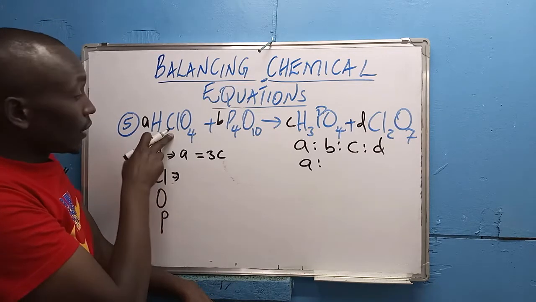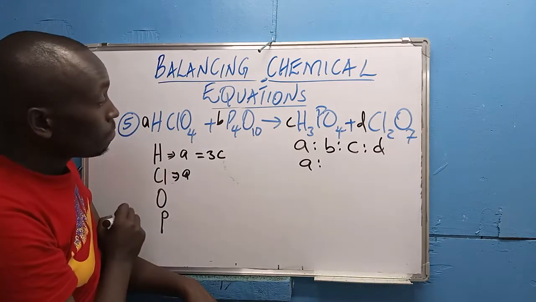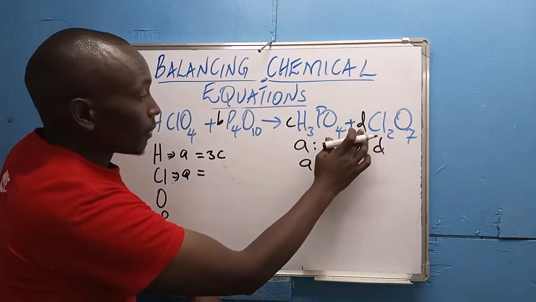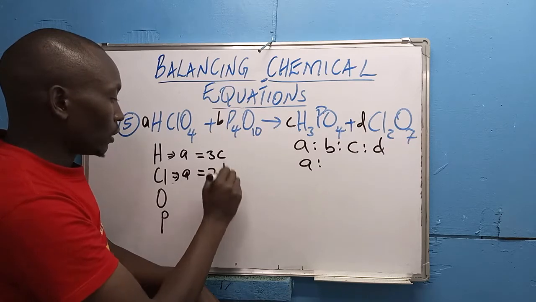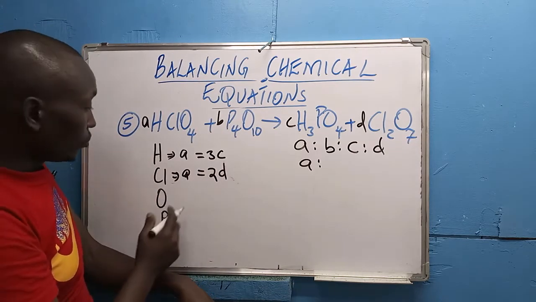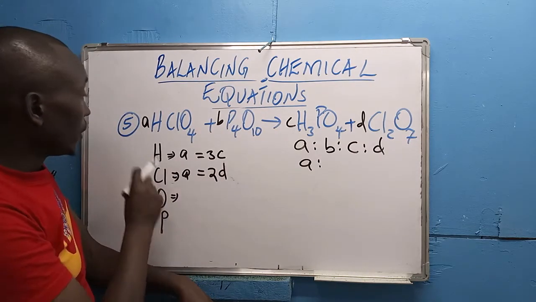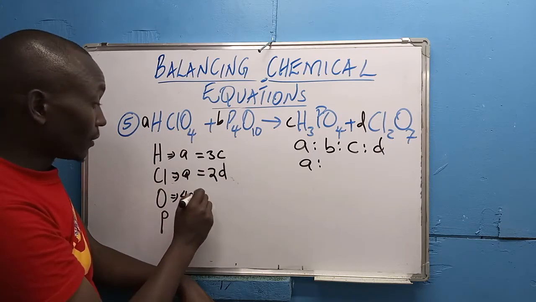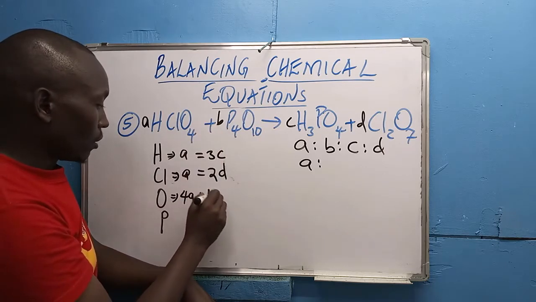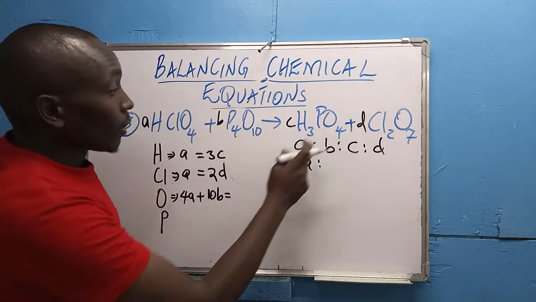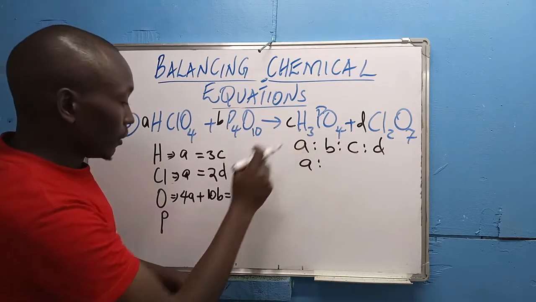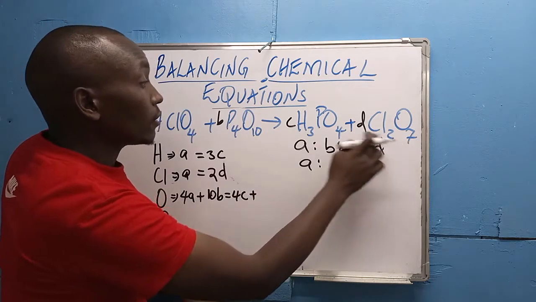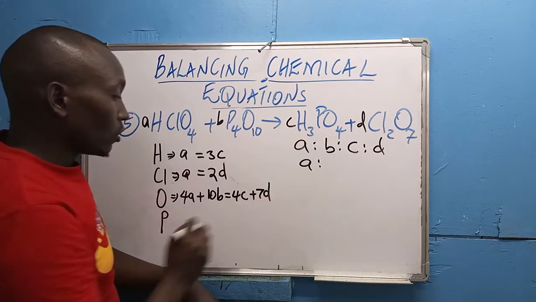Now I can go to chlorine. Chlorine on this side, it is just 1 times A. So it is A. There's no other chlorine. Then I can go to the other side, equals 2 times D. So it is 2D. Okay. Then I go to the next. I can talk about oxygen. 4A, plus 10B equals, on this other side, 4C, plus, on this other side, 7D. That's the other equation.